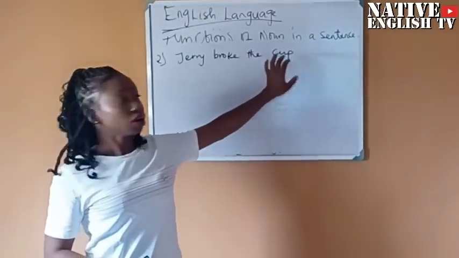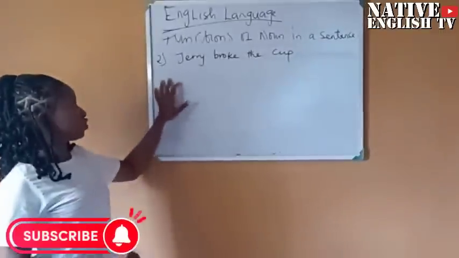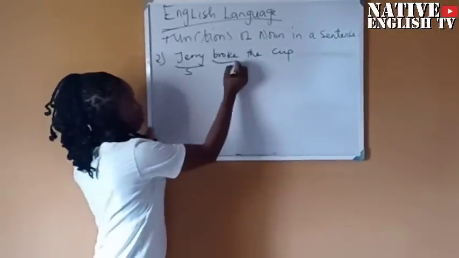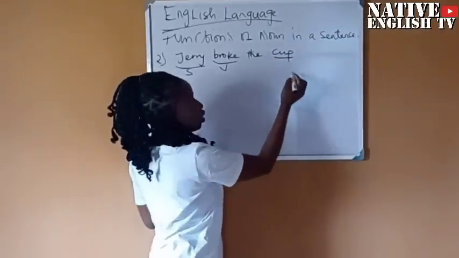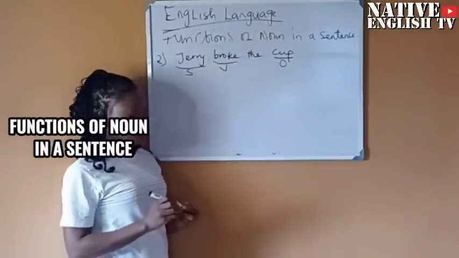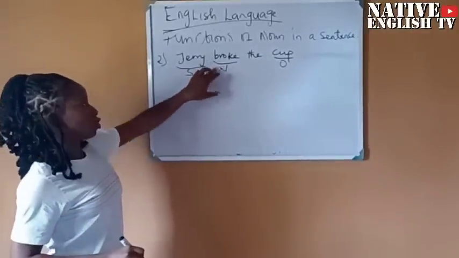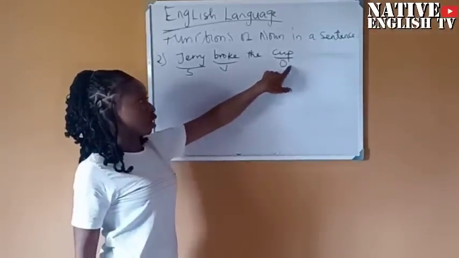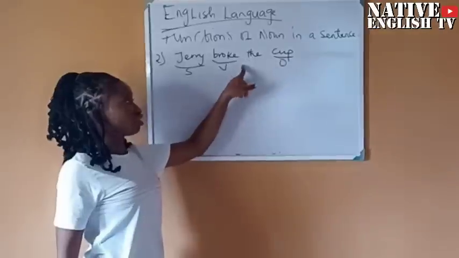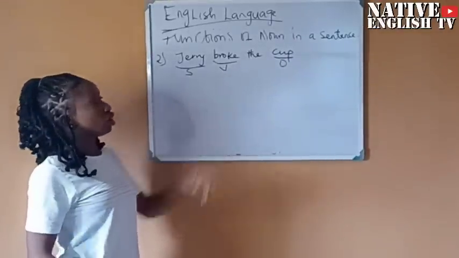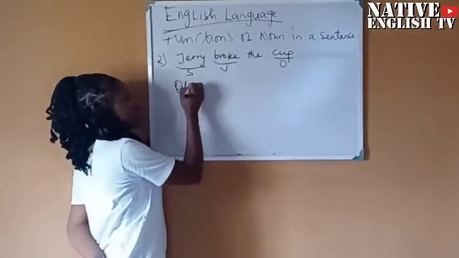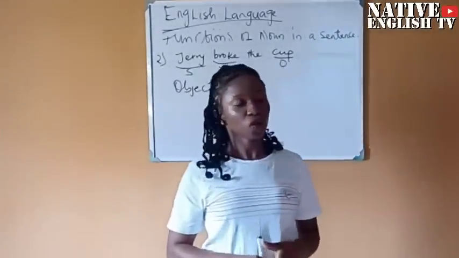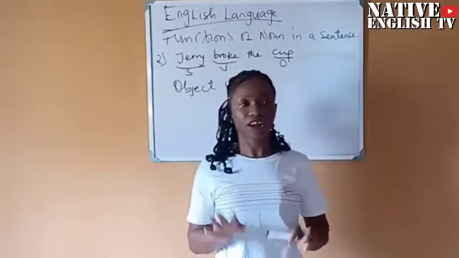Jerry broke the cup. Now the word Jerry is the subject. Broke is the verb. Cup is the object, because the action of broke was done by Jerry and is affected by what? Cup. The cup received the action of the verb broke. So object is divided into two. We have direct object and indirect object.